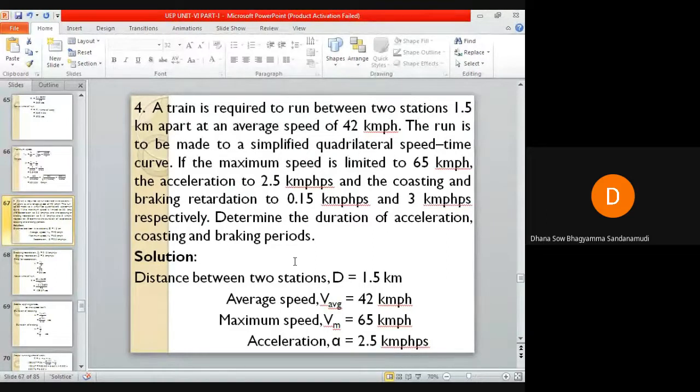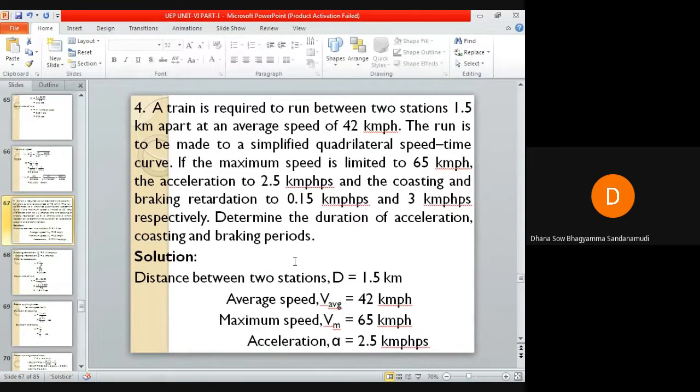So the next problem is, a train is required to run between two stations, 1.5 kilometers apart. The distance between two stations is given, that is capital D is 1.5 kilometers, and the train is running with an average speed. The average speed of the train is given, that is 42 kilometers per hour. The run is to be made to a simplified quadrature speed time curve.